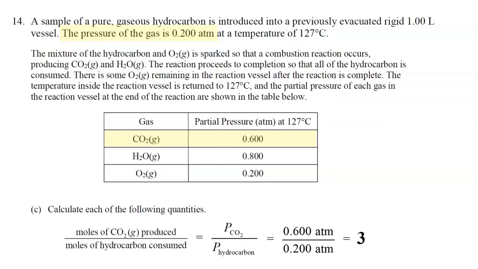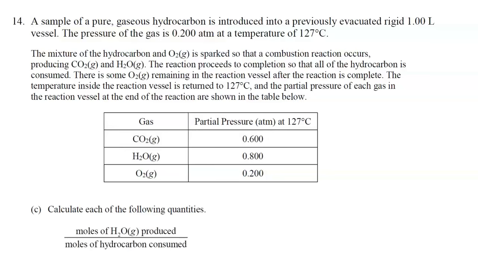Let's do a similar calculation for the water. Moles of water vapor produced divided by moles of hydrocarbon consumed is equal to the pressure ratio. So the pressure of water vapor at the end of the experiment is 0.8 atmospheres. The initial pressure of the hydrocarbon was 0.2 atmospheres. So that ratio of 0.8 divided by 0.2 is equal to 4. And that pressure ratio is the same as the mole ratio.